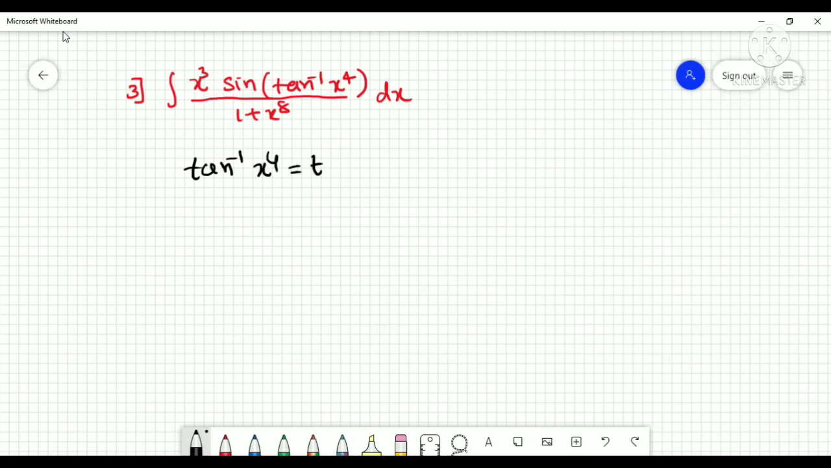I will take the derivative of tan inverse x, which is 1 by 1 plus x square. Here the x value is x power 4, so the whole square is x power 8. Then dx is equal to dt. Sorry, again we have to differentiate here.